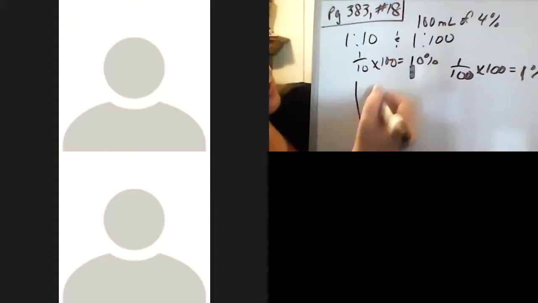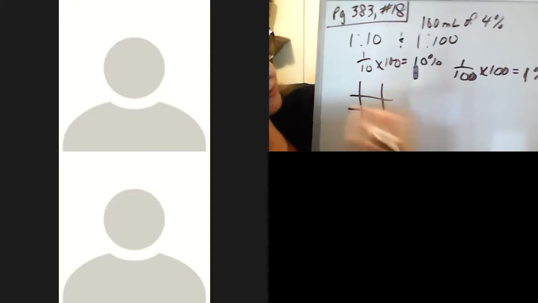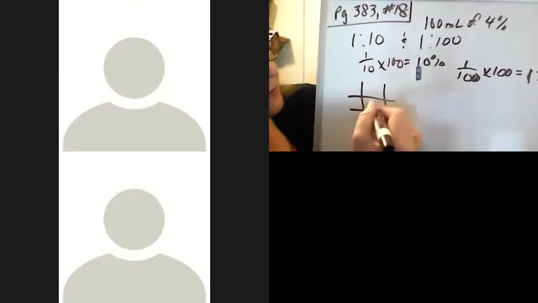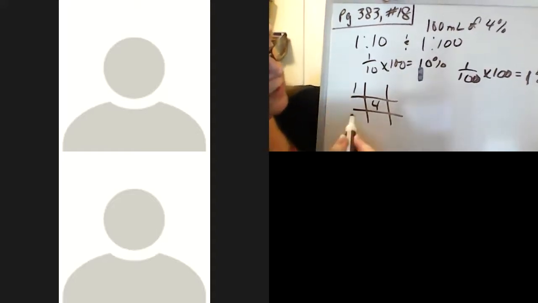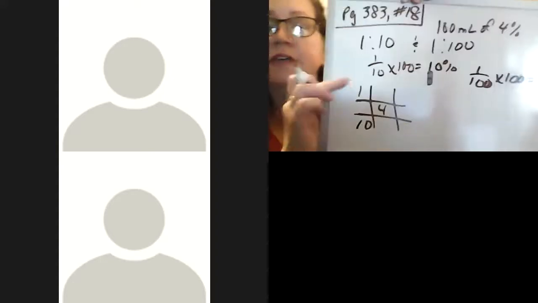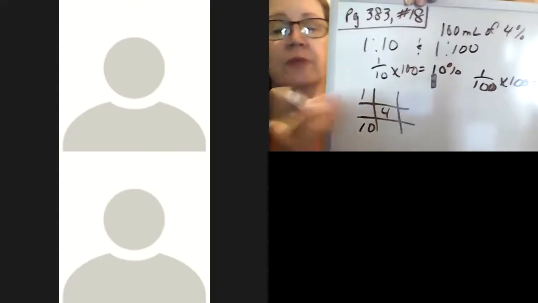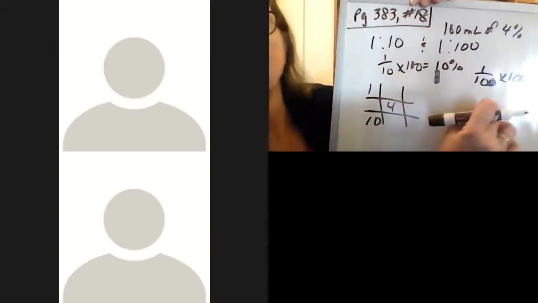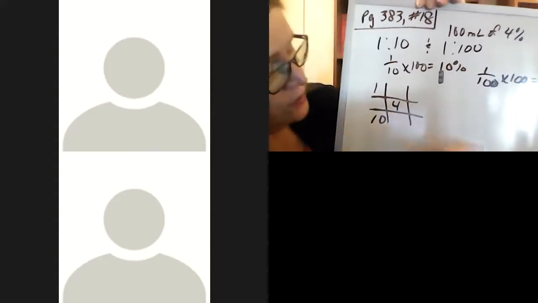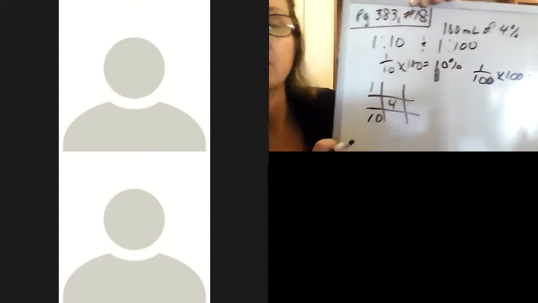So we draw our tic-tac-toe, and what goes in the middle? 4%. And what goes up here? 1%. And what goes down here? 10%. Okay, so normally I tell you to put the bigger number on top, but it doesn't matter, so let's do it this way. As long as you know when you go across here, your answer here is going to be the 1%, and the answer down below is going to be the 10%, okay?